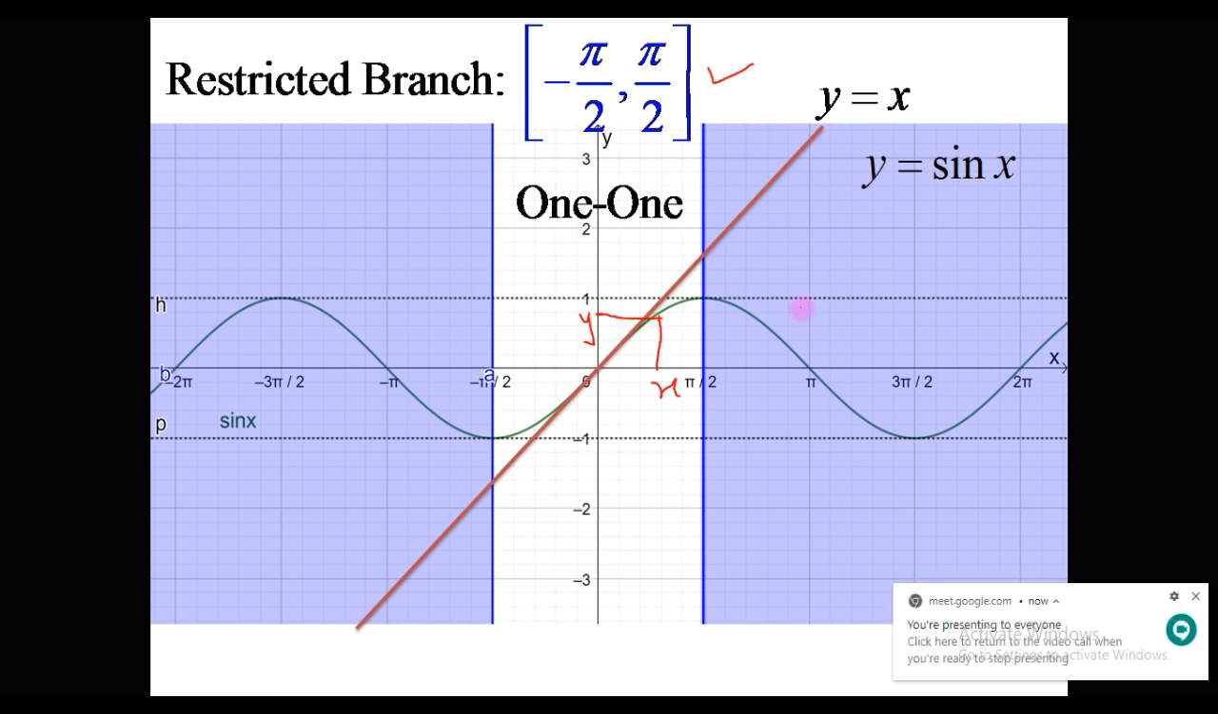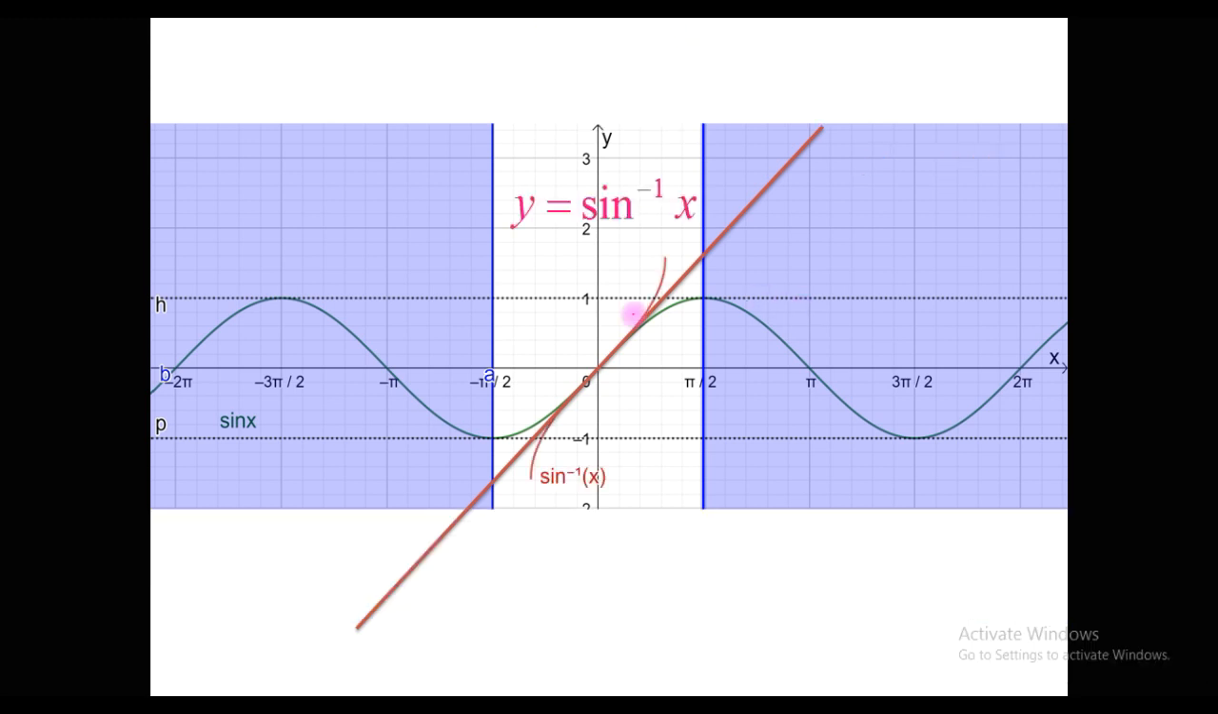This line is used to draw the graph of sine inverse of x. And how do we draw the graph of sine inverse of x? It will be just a reflection of the sin x graph, taking the line y is equal to x as a mirror. Here you can see this part, and its reflection taking this line as a mirror is only this much. So this is the graph of sine inverse of x. This green part was sin x, and the reflection of this green part about the line y is equal to x is this. So this is the graph of sine inverse of x.